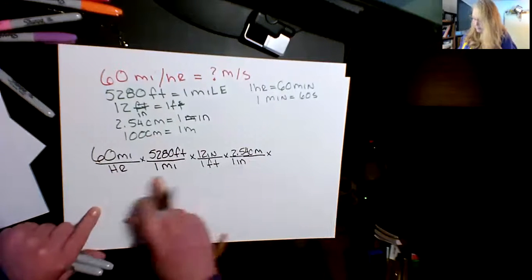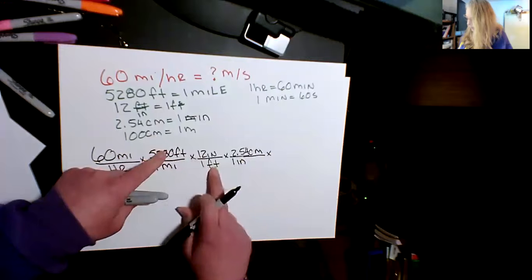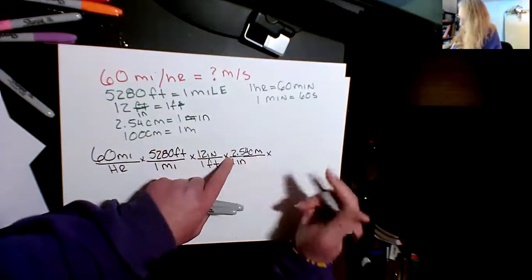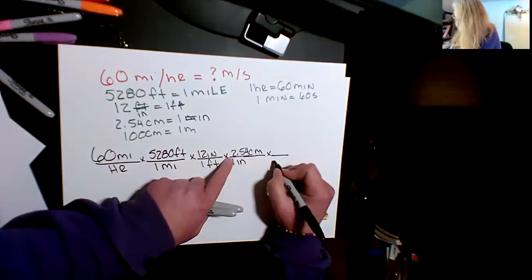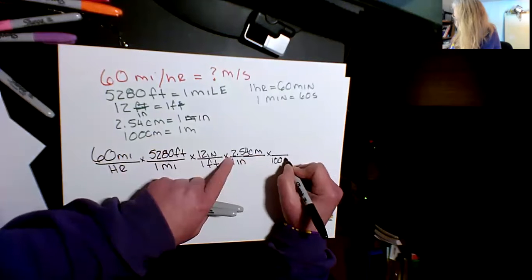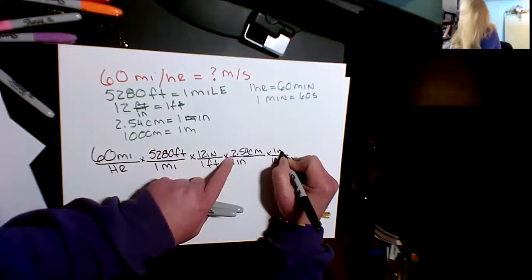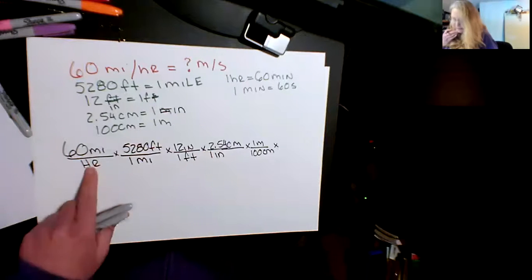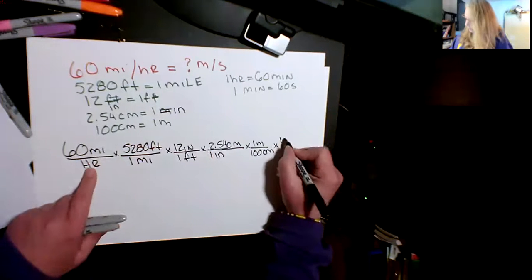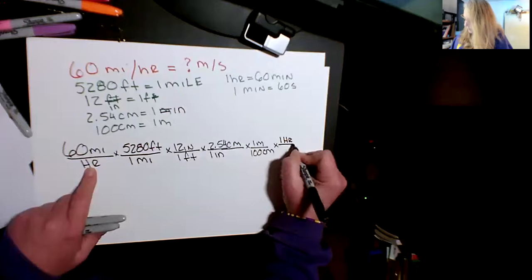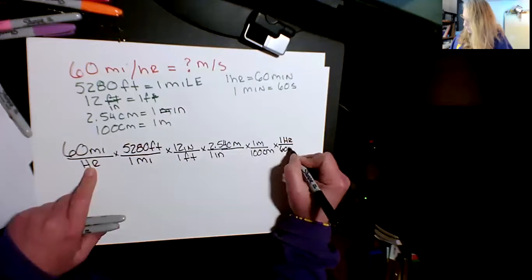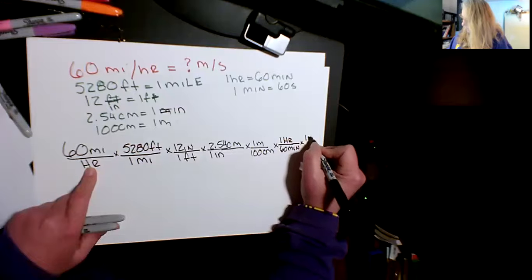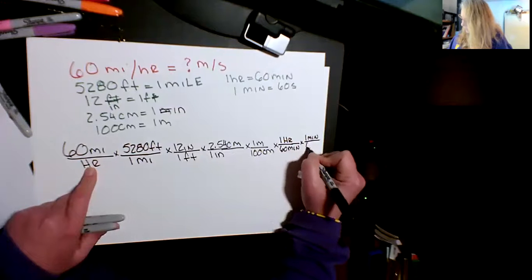Okay, so I've gone from miles to feet, inches to centimeters. Now centimeters, I can go to meters. So there are 100 centimeters in 1 meter. And now I can deal with this time. In 1 hour, so the hour needs to go up top for that to cancel out, there are 60 minutes. In 1 minute, there are 60 seconds.